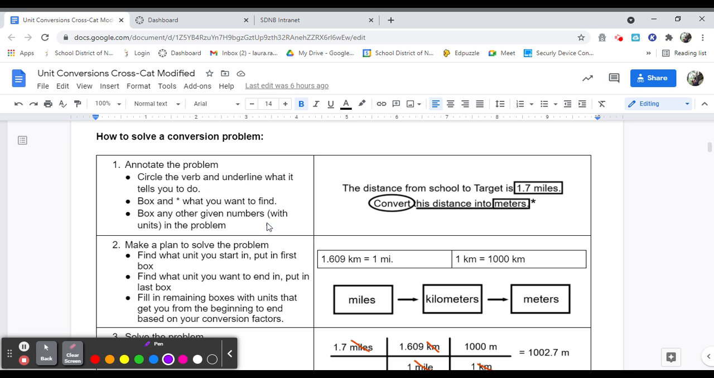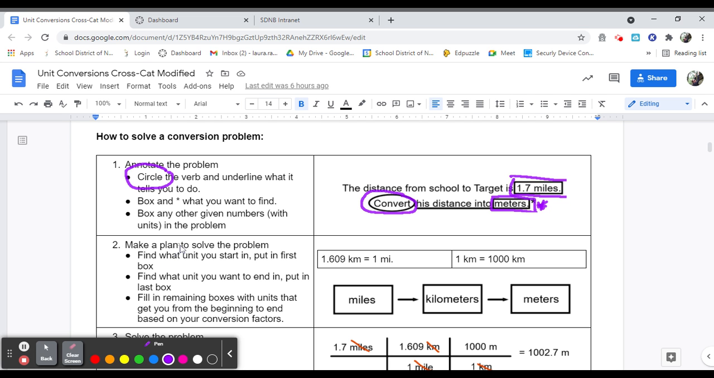So when I annotate, that's going to help me identify what I'm starting with and what I want to end in. So first thing we're going to do is circle the verb. In this case, when I have the problem, the distance from school to Target is 1.7 miles. Convert this distance into meters. So I want to convert what? The distance into meters. The distance that I'm going to box is 1.7 miles. I want to convert that into meters. So notice here, this one is boxed and starred.